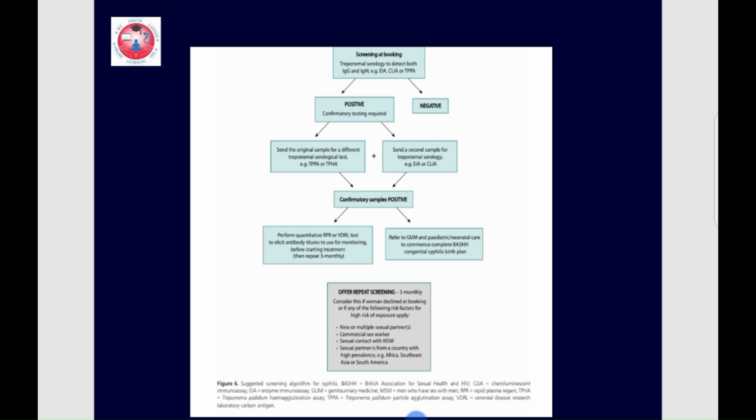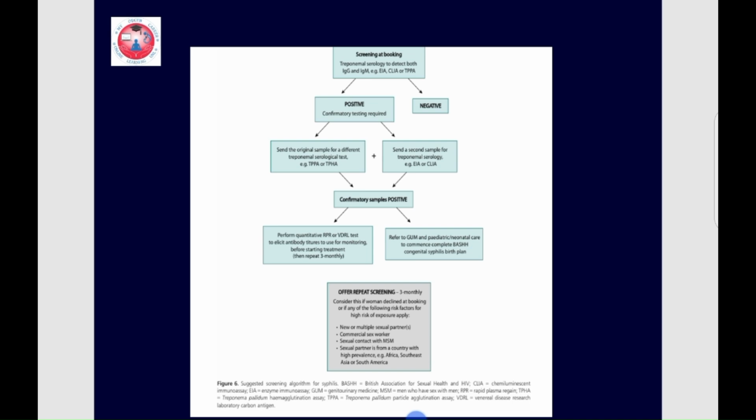The role of these non-treponemal tests is mainly monitoring the disease activity and response to the treatment, while diagnosis is by treponemal test, okay, and they are performed in sequence, whatever I have mentioned. Not only that, additionally we will refer the patient to the GUM clinic, that is genitourinary medicine, and pediatric and neonatal care, to commence the complete congenital syphilis birth plan.